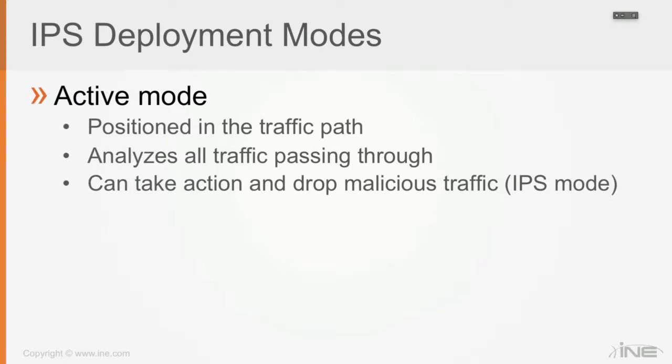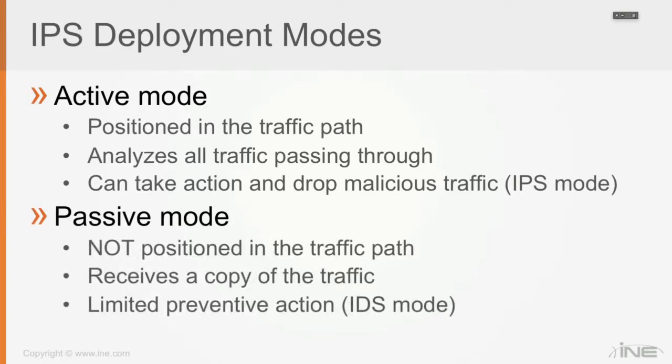So active mode means, as we stated, the IPS is positioned in the traffic path like we saw in the typical IPS design, and analyzes all traffic passing through and can take action and drop malicious traffic. While in passive mode, it's not positioned in the traffic path, it receives a copy of the traffic, and it has limited preventive action because it's like in the IDS mode.